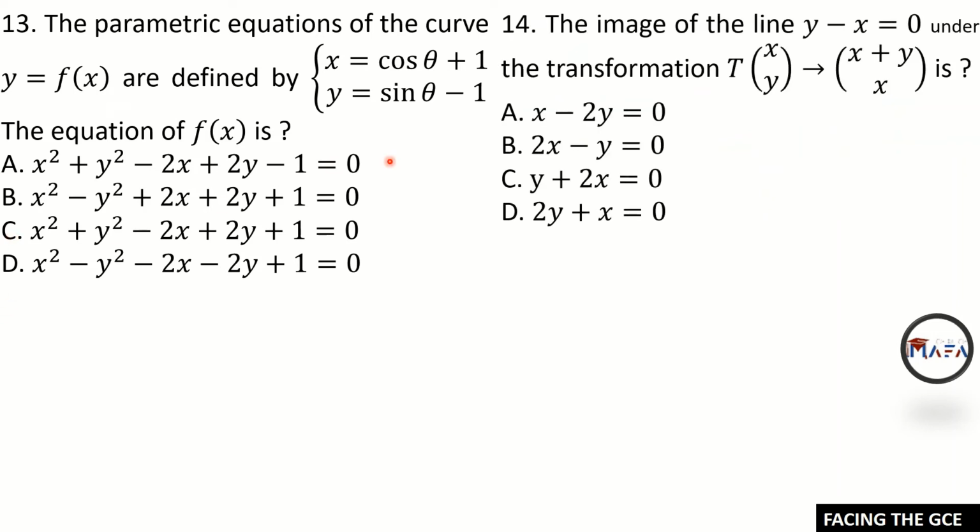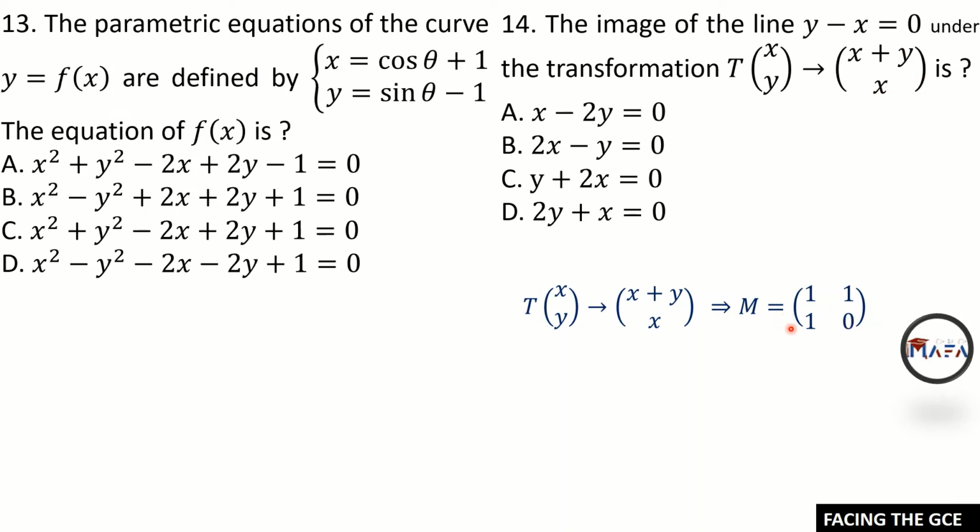Alright, question 14. We are asked to find the image of the line y minus x equal to 0 under the transformation T, which is defined by this. And we have the various options. Since this is our transformation, the first thing is that we need to get the matrix of transformation. How do we get it? We just extract the coefficients of x and y in this part of the transformation. The coefficient of x is 1, we have 1. The coefficient of y is 1, we have 1. Down here, the coefficient of x is 1 and the coefficient of y is 0. So this is our matrix of transformation.